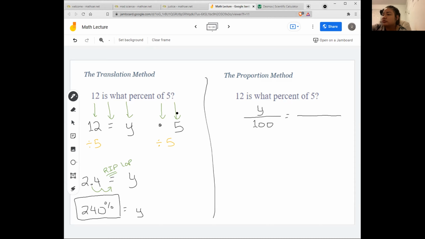Then I had something that goes after the word of, that goes down in the bottom. 5, and the number I haven't used yet, 12. Okay, everyone okay with that process? It's sort of like Mad Libs, but not as funny. Okay, then I cross multiply. y times 5 is 12 times 100. I am probably writing more than you would.